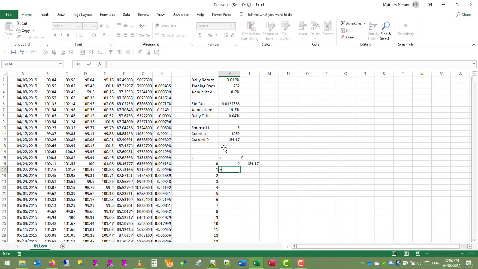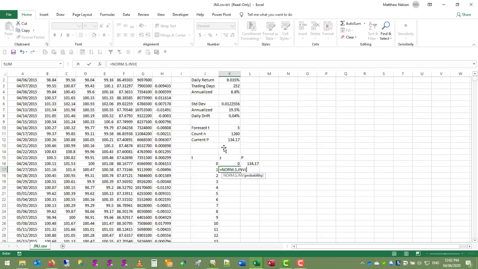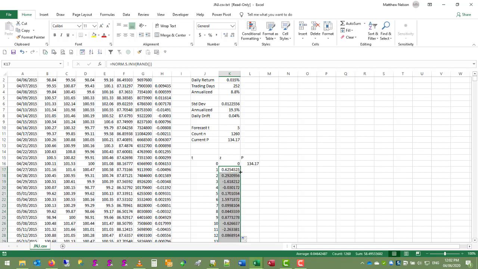The Z value, we're going to take the normal standard inverse function and then assign a random decimal point between 0 and 1 as the probability. This gives us the number of standard deviations. Extend that down. And now to apply the daily drift.